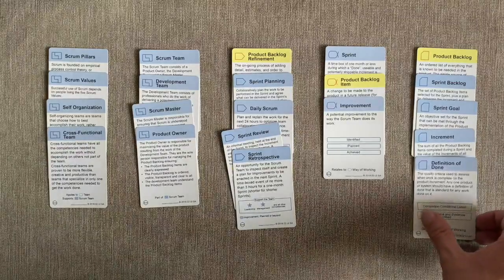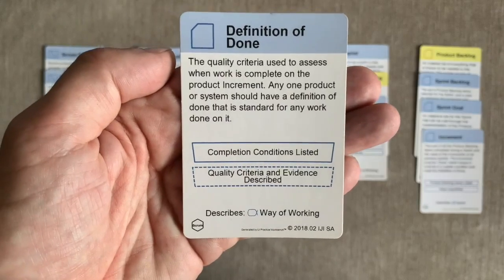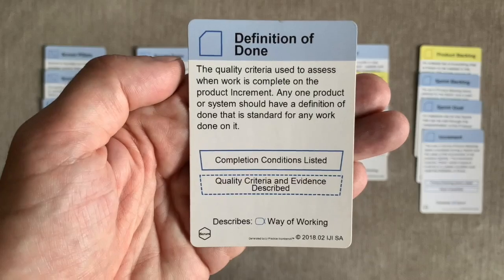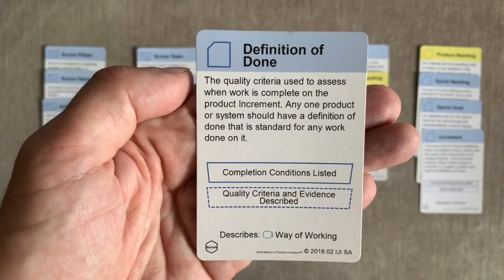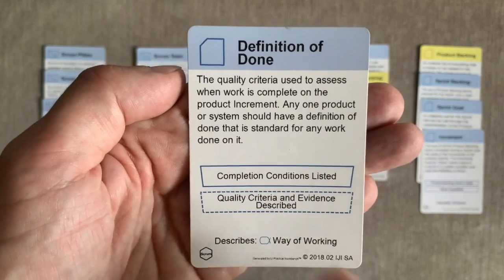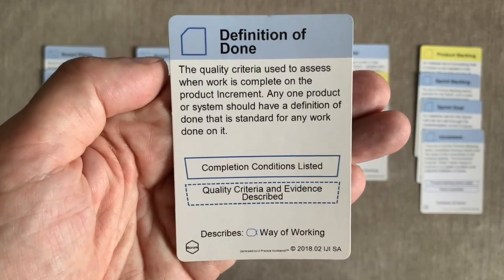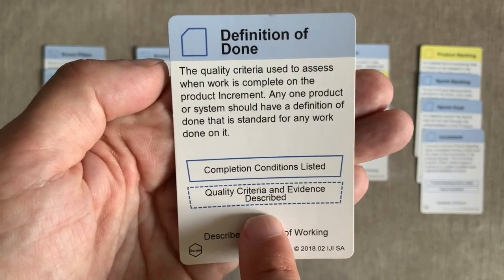Finally, we have the work products. Here, the definition of done. A short description, as before, and then these are described by a series of levels of detail, i.e. what information is required to be captured. The minimum information will be in the first level of detail, here, completion conditions listed. This one also has an optional further level of detail, denoted by the dashed outline.